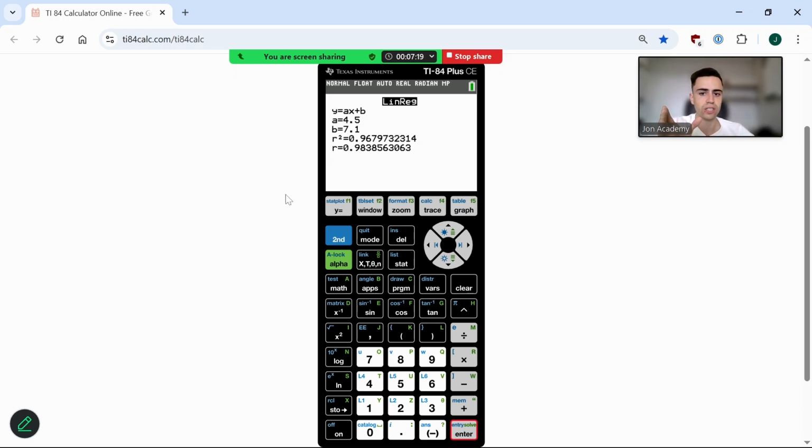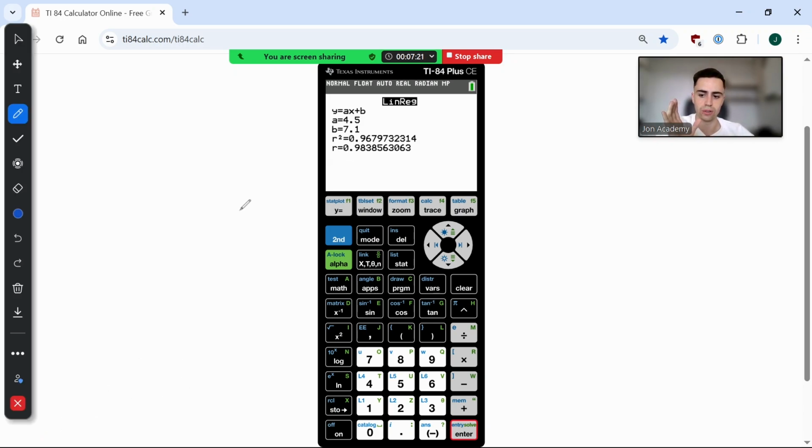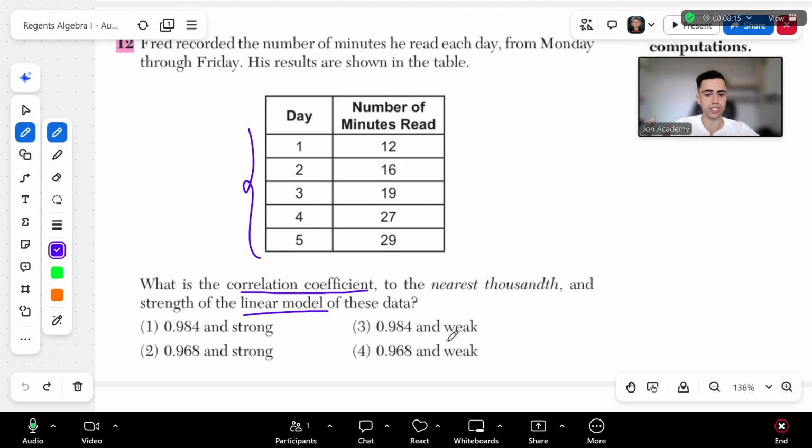So there is the R and the R square value. We're going to take the R value, which says 0.9838, no? So we're going to round this to 0.984. And this will be a very strong one. So let's go back to the whiteboard and write it over there. So as we said, we're going to take 0.984 and strong. So it's the first option here.